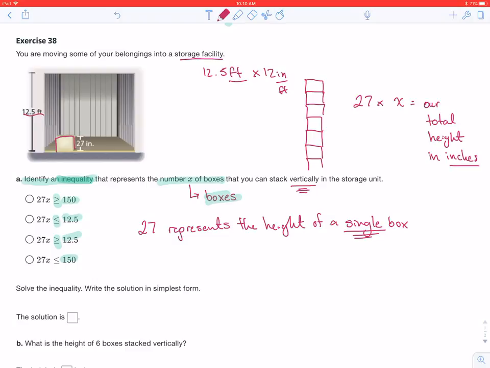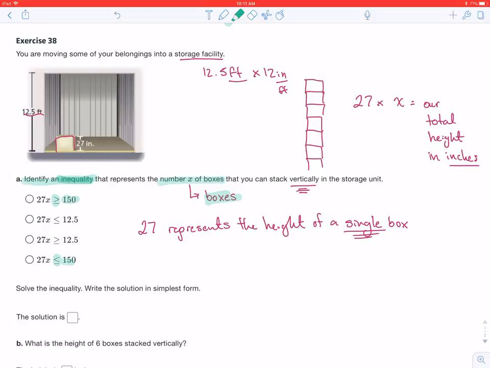And then lastly, we need to decide: is our total height in inches going to be greater than or equal to, or less than or equal to, the height of the storage facility in inches? Well, by now we should recognize that the height of the storage facility is going to be 150 inches. And do we want it to be greater than or equal to, or less than or equal to 150 inches?